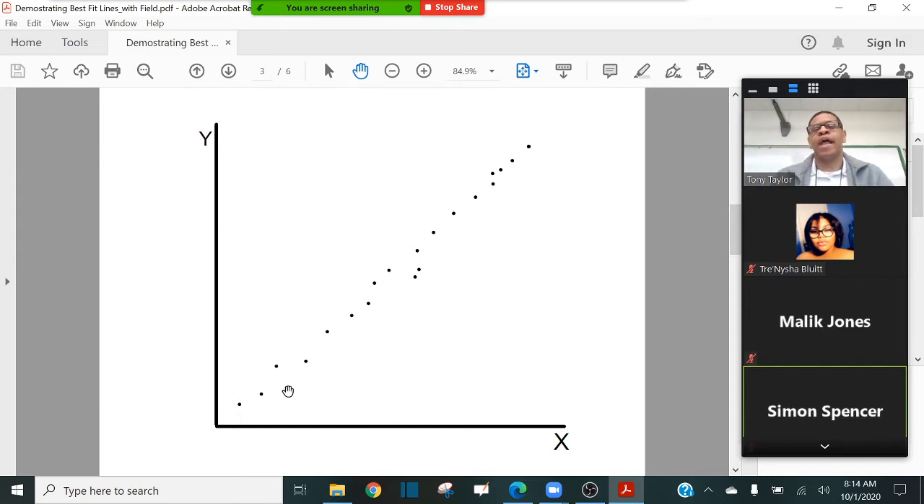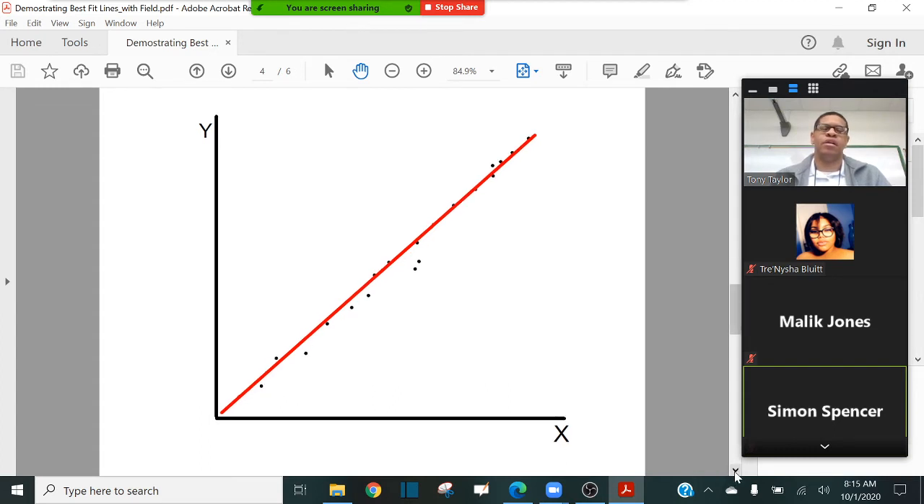Now, when you plot out the data, you're not always going to get a nice smooth line, because there's obviously going to be human error in the data. So what we do is draw what is known as a best fit line through the data, and the best fit line looks something like this.